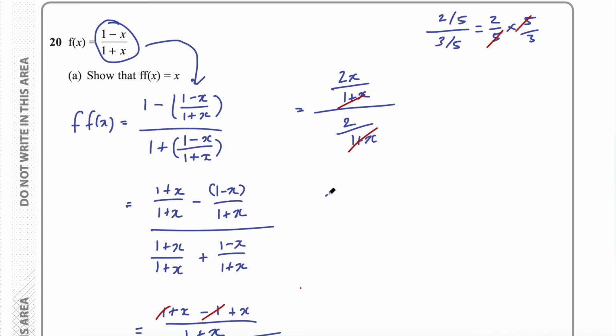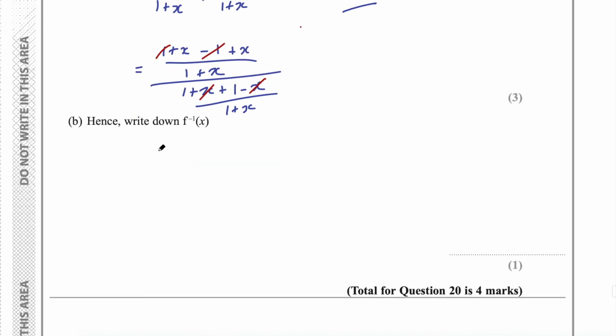So then I'm left with 2x on 2. The 2's cancel, so I just end up with x. So we've shown that the composite function f of x equals x. Part B says hence write down f inverse x.